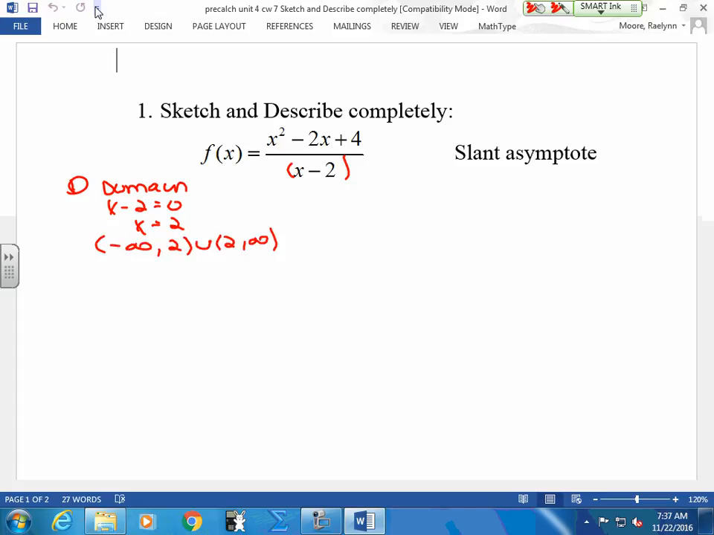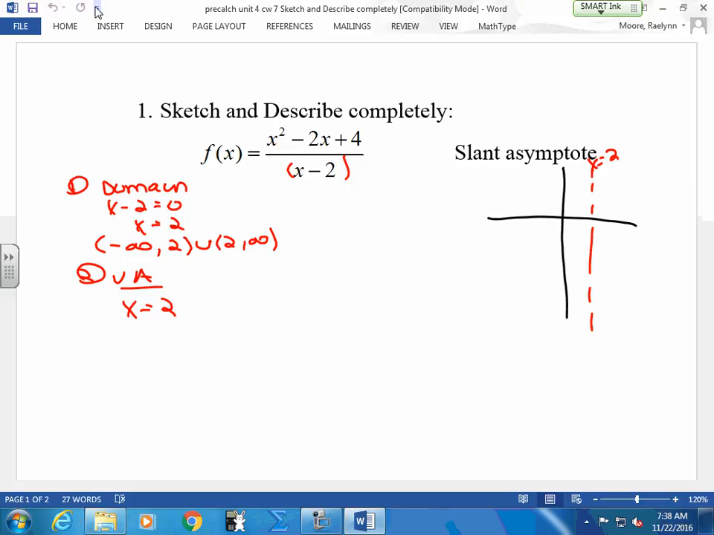Now, because you know your domain, let's figure out your asymptotes. Let's go to your vertical asymptote. I can't factor anything; there's nothing to factor. So my vertical asymptote is x is equal to 2. So when I graph this, I'm automatically going to have x is equal to 2 in here. Good so far?